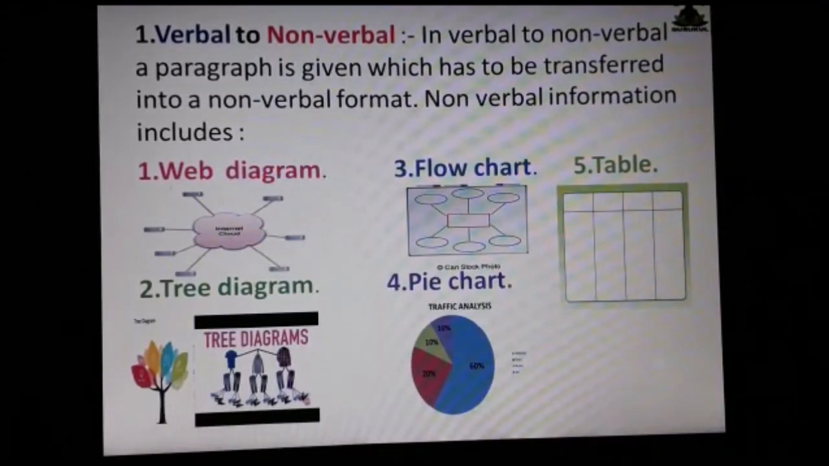It would state that use the information in the tabular form. So accordingly this statement would be mentioned in the question, children. So you have to be very clear with what is a web diagram, what is a tree diagram, flow chart, pie chart and a table, and then that paragraph has to be converted into this type of information, children.